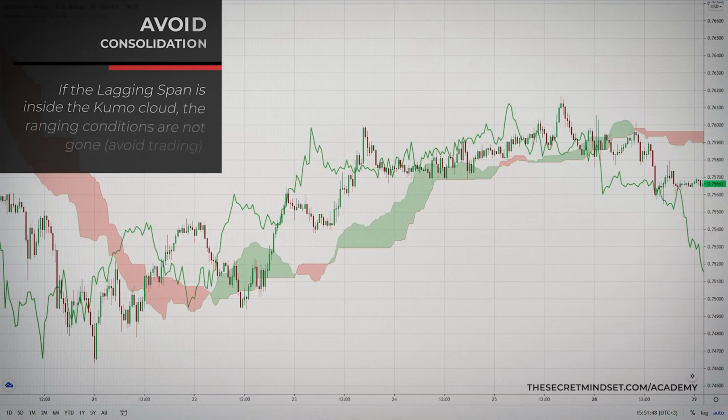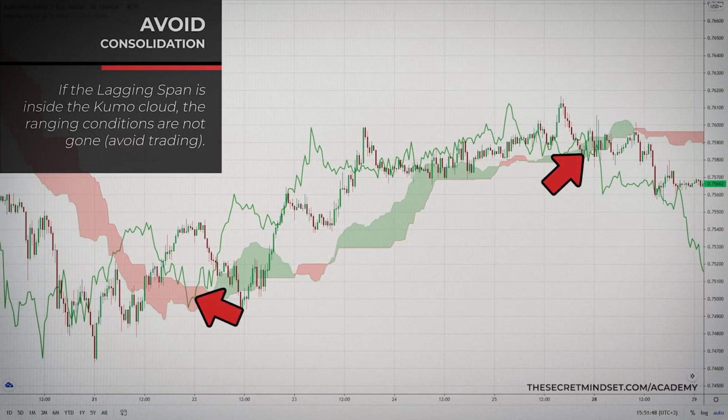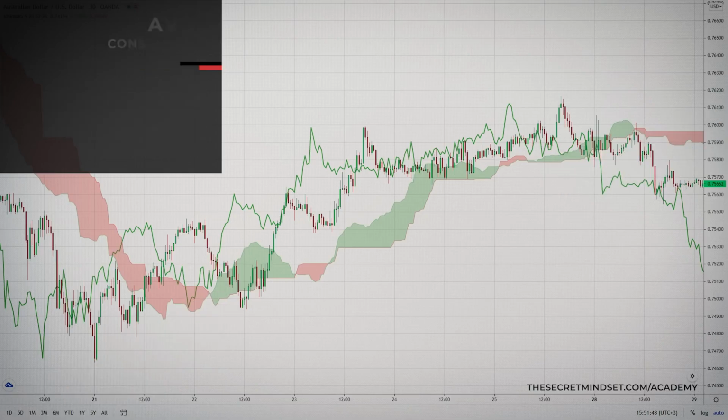The same applies to the lagging span. It doesn't matter if the price has already broken out from the Kumo. If the lagging span is still there, the ranging conditions are not gone yet.